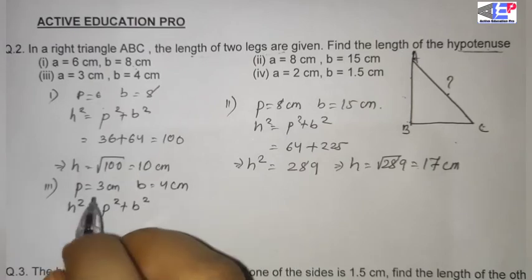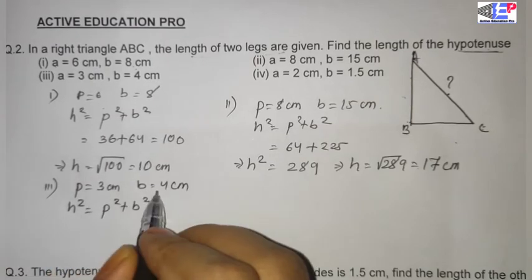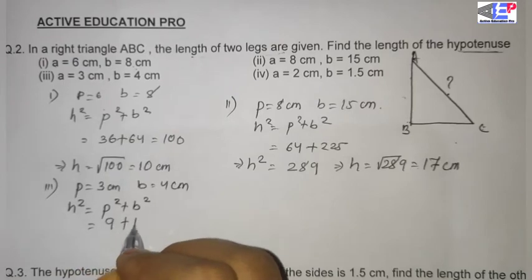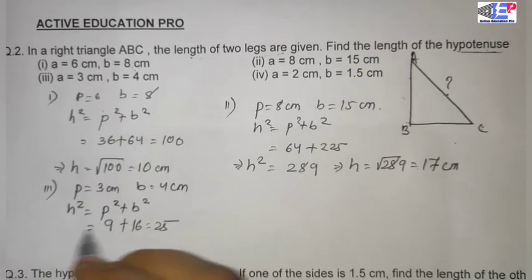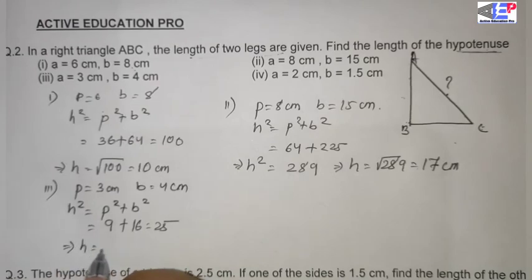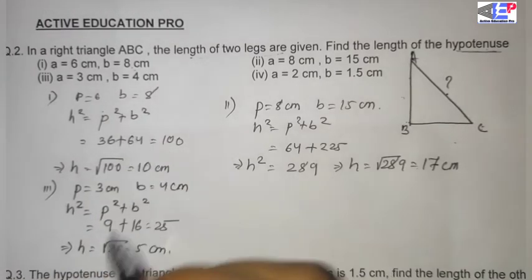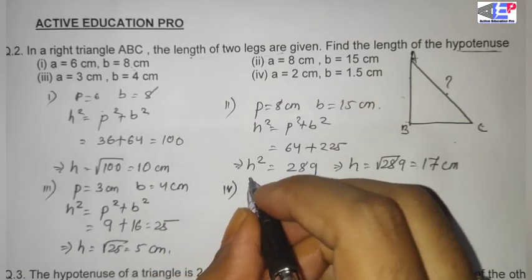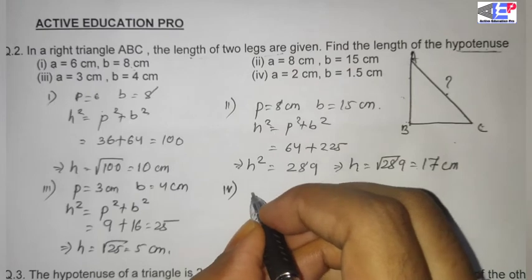So let's start. P square plus B square, here P is 3 and B is 4 centimeter. So here 3 square is 9 plus 4 square is 16, which is equal to 25. And now H is equal to square root of 25, which is equal to 5 centimeter. For bit 3, the hypotenuse is 5 centimeter. And then the next bit, bit IV, the last bit.